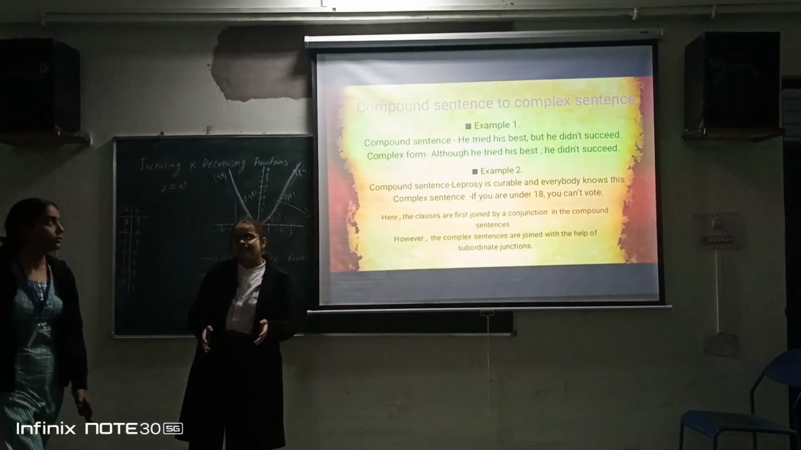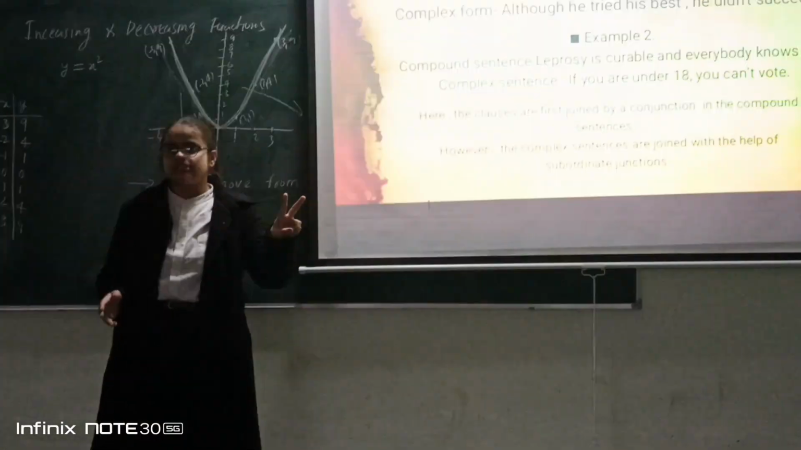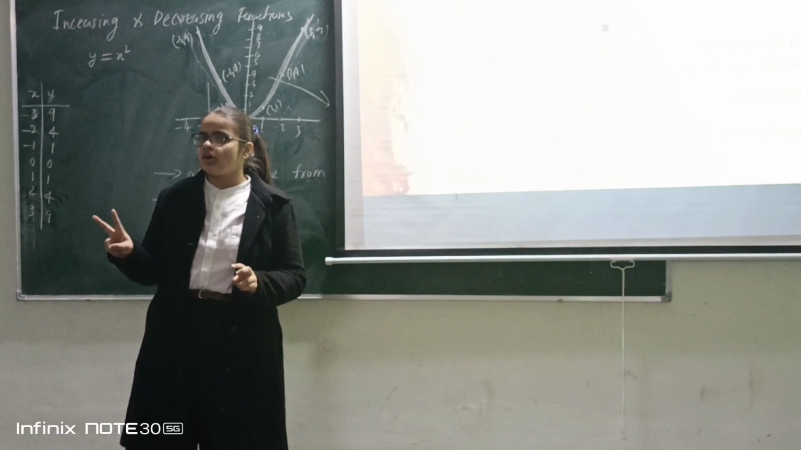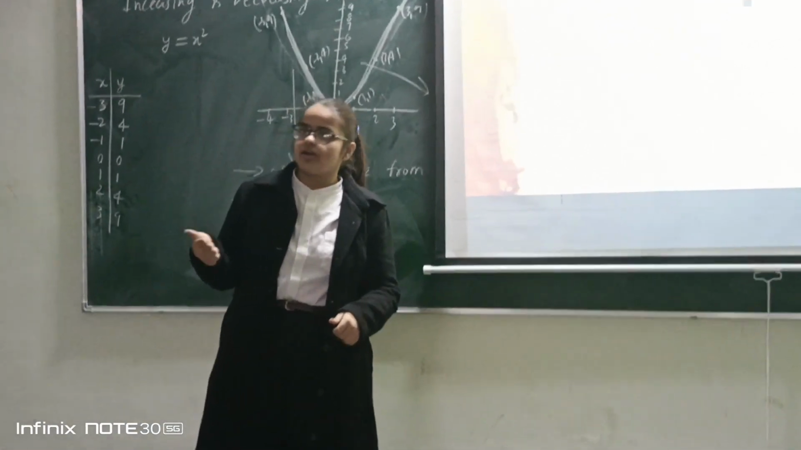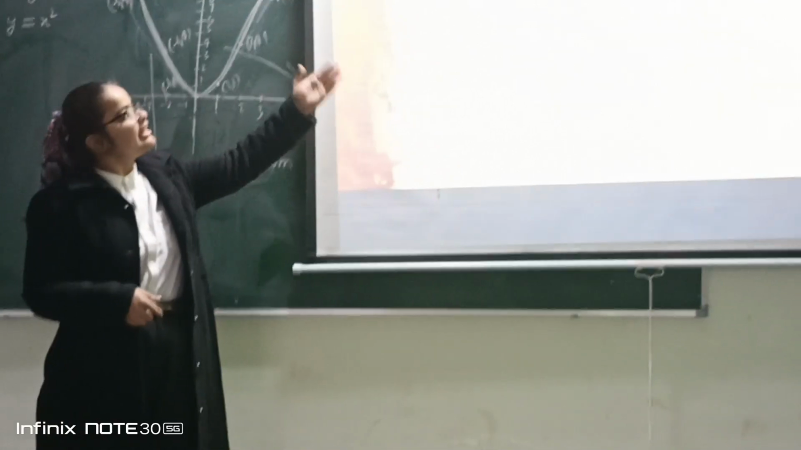Compound sentences, as we understood earlier, are the ones which have two independent clauses. However, complex sentences have two clauses, one of which is an independent one and the second is dependent on the other. The first example: he tried his best but he did not succeed.